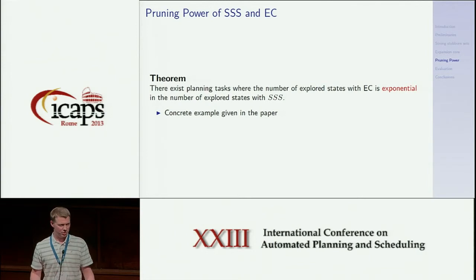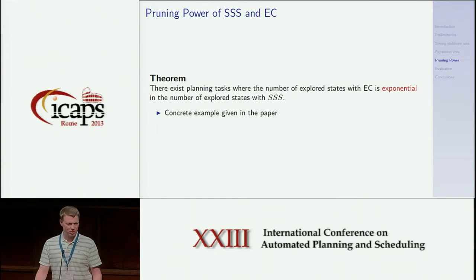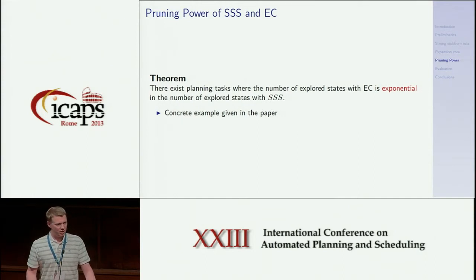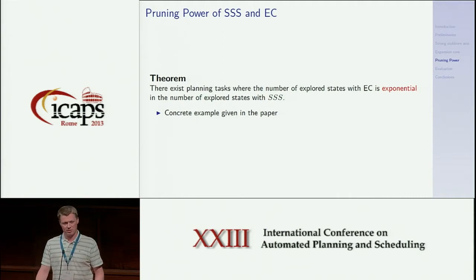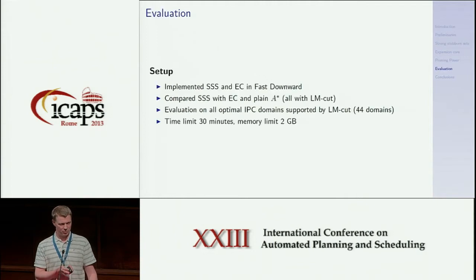The second step is an exponential separation between strong stubborn sets and expansion core. So there exists a family of planning tasks where the number of explored states with expansion core is exponential in the number of explored states with strong stubborn sets. So there are planning problems where we prune exponentially more states with strong stubborn sets than with expansion core. And again, I don't have time to go into more details here, but the concrete example where this occurs is also given in the paper.